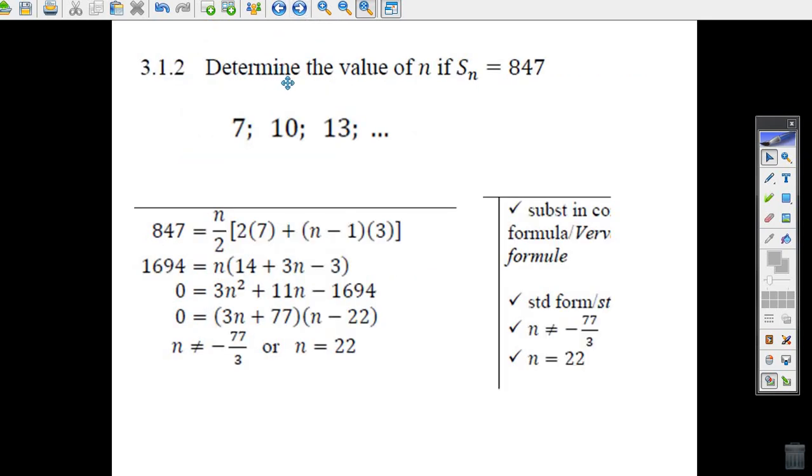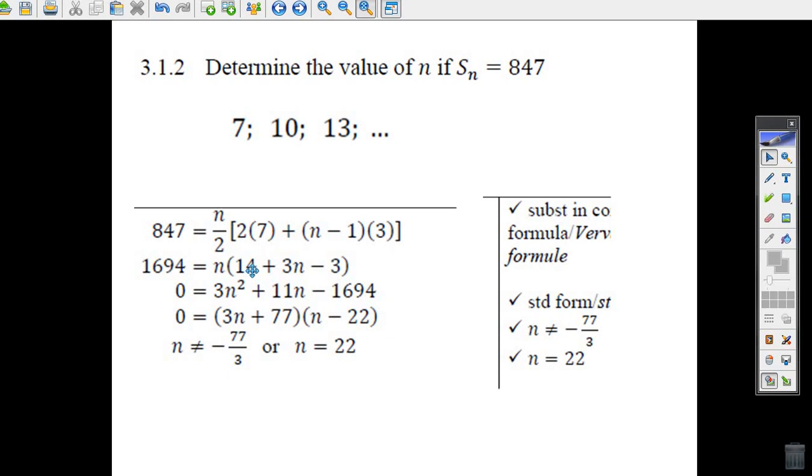Now they ask you to determine the value of n if the sum of a whole bunch of terms is 847, but you don't know what n is. Well, here's the formula for the sum of an arithmetic sequence. There's 2a, where a is the first term, plus (n minus 1) times d. We're trying to figure out what n is, and it equals 847. Well, multiply everything by 2, it turns it into 1694. This is 3n squared.